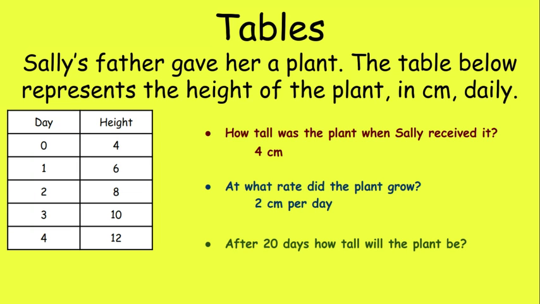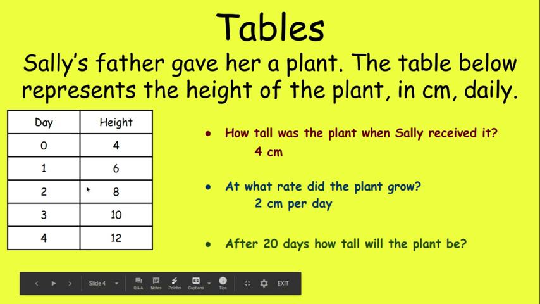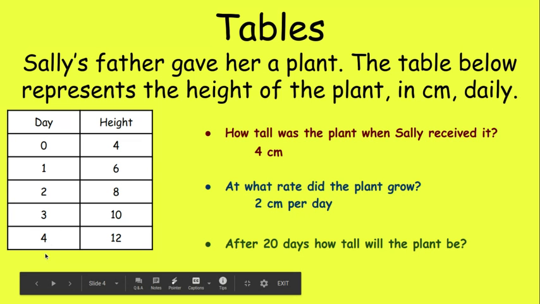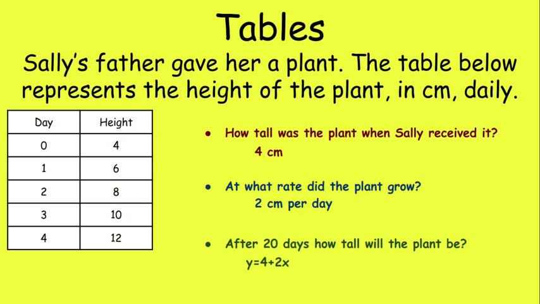Again, after 20 days, how tall will the plant be? This becomes a little bit trickier because we can't just substitute into an equation. But at the same time, you could easily write an equation. You have your slope and your y-intercept. You could use that. You could also just kind of extend out the table and keep going. Days 5, 6, 7, 8, 9, 10, 11, 12, etc., all the way up to 20, and obviously keep adding 2 here. I would choose to write the equation y equals 4 plus 2x and simply replace x with 20.